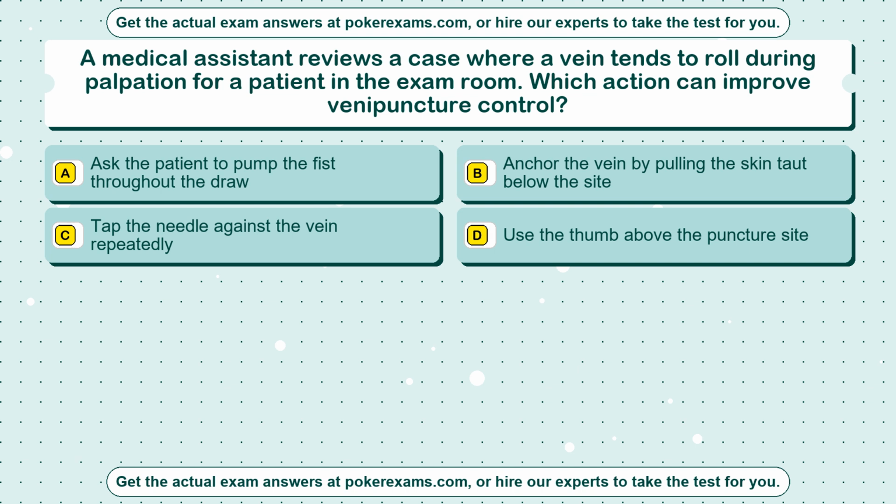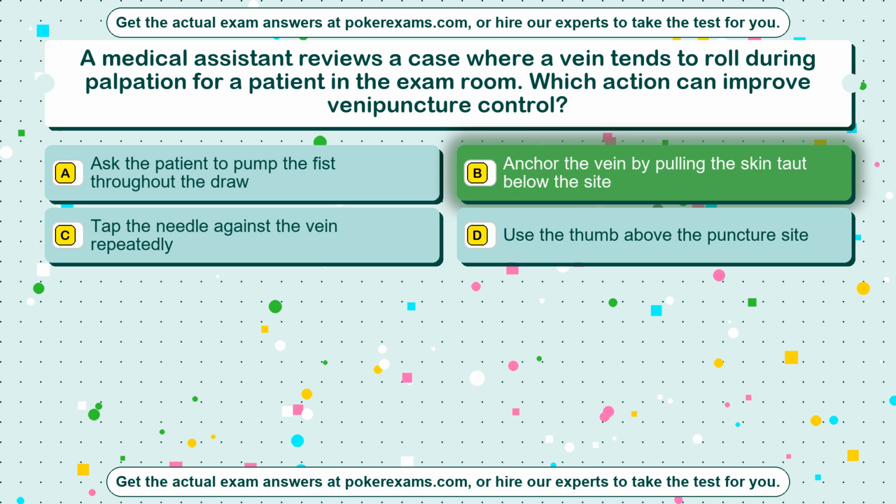Which action can improve venipuncture control? Option A, ask the patient to pump the fist throughout the draw. Option B, anchor the vein by pulling the skin taut below the site. Option C, tap the needle against the vein repeatedly. Option D, use the thumb above the puncture site. The correct answer is option B, anchor the vein by pulling the skin taut below the site.